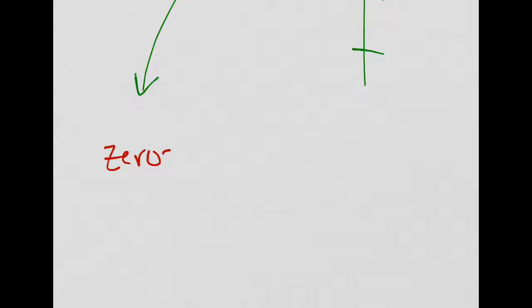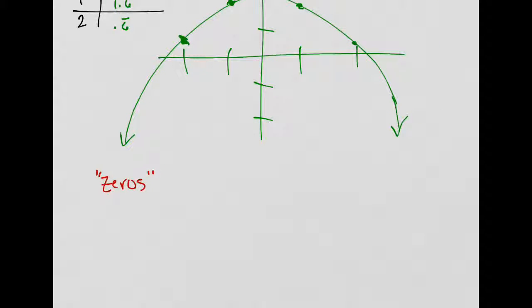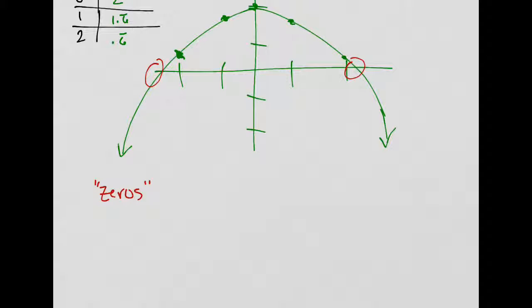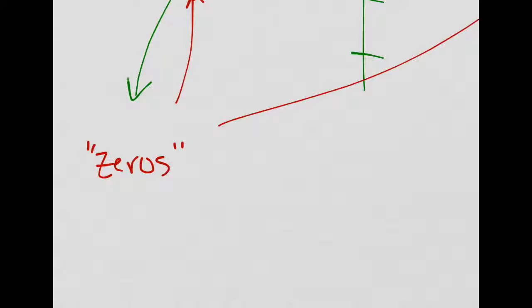Zeros are simply where the graph crosses the x-axis. That's it. There and there. Those are the zeros. And I'll show you how to solve for them algebraically, without graphing, in a little bit. That's the easy way. So zeros, those are simply where the graph crosses the x-axis.